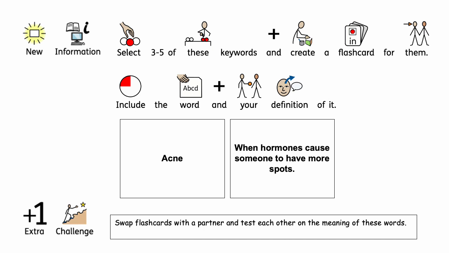So you're going to select between 3 and 5 of the keywords and create a flashcard for these, helping you or a partner to practice learning and remembering the definition of these key words. When you finish that, you might want to do the extra challenge, again to swap flashcards with a partner and to test each other on the meaning of these words.